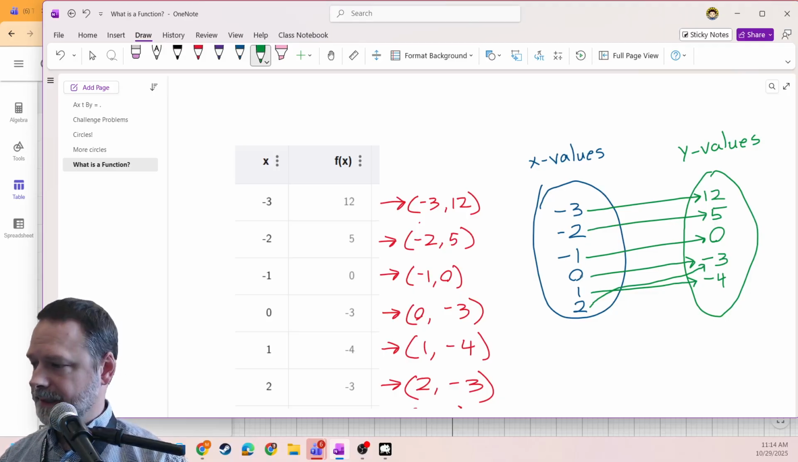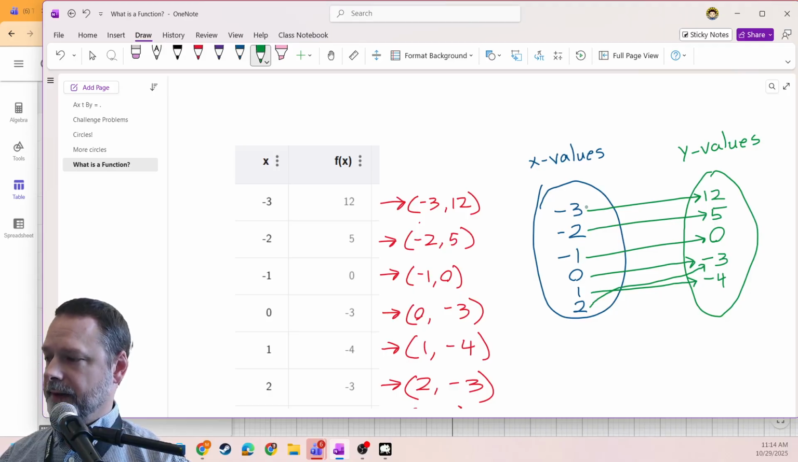Because all it says is if you're a function, every value in our domain or input or a first set, so every value here, each of these blue values goes to only one y. 0 only goes to -3. 1 only goes to -4. 2 only goes to -3. 0 and 2 both go to -3, but they only go to one thing. That's okay. So this is a function.